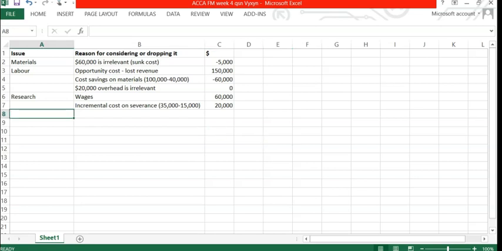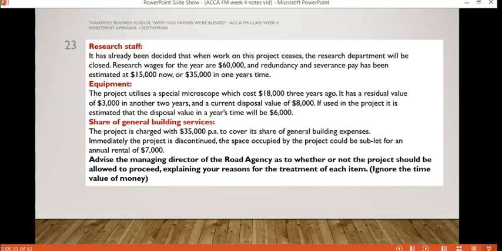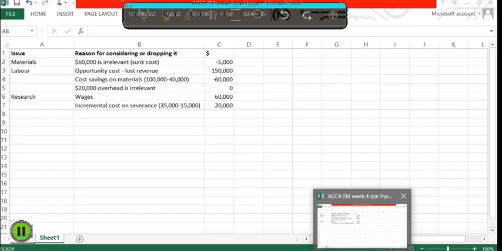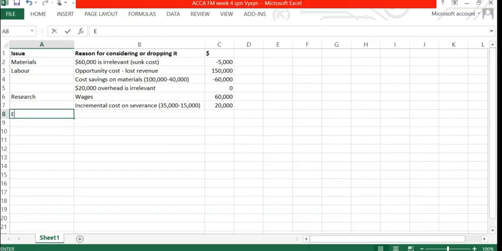Let's move on to the following item. Equipment. The project utilizes a special microscope which cost $18,000 3 years ago. So 18,000 is an already incurred cost, a cost that has already been incurred. A sunk cost. So 18,000 is irrelevant. Why? So you come here and say equipment.